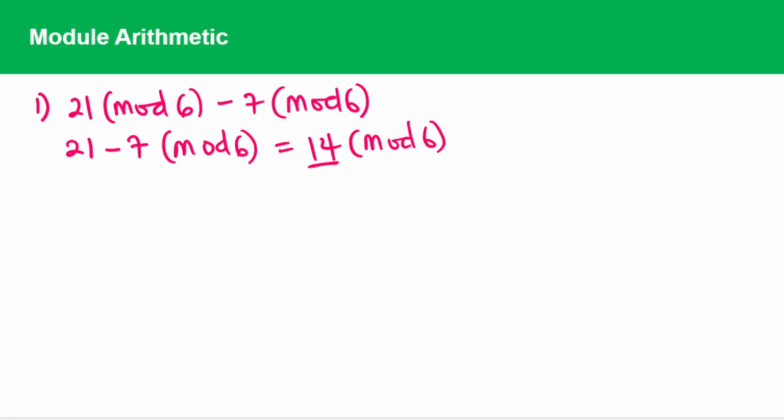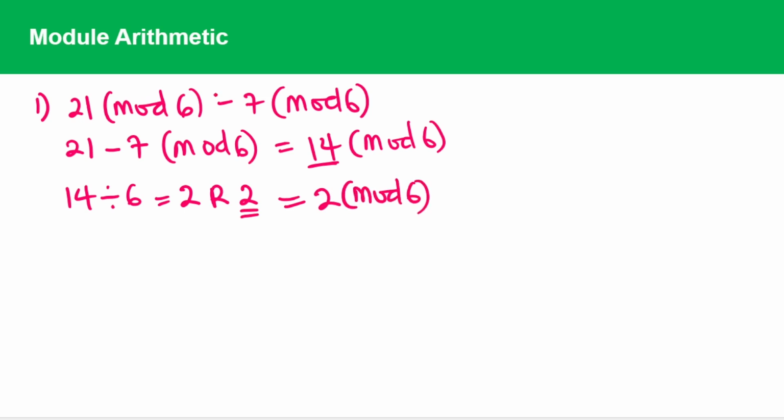But now if we look, 14 here is greater than our mod, so we can simplify this further by doing 14 divided by 6. So how many 6s can I get from 14? That's 2. Then there will be a remainder of 2. So this remainder of 2 is our answer. Therefore our final answer is 2 in mod 6. So the subtraction of these two values is 2 mod 6.